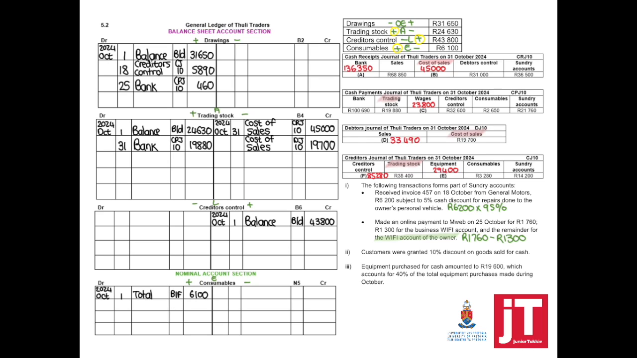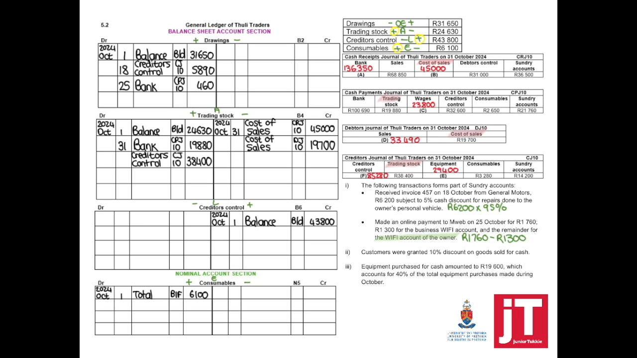And then if you go and have a look in the creditors journal, we bought trading stock on credit. So we bought the items, but we're only going to pay for it later on. It means that our trading stock is going to increase because we bought on credit. From the creditors journal, our details is creditors control, and the amount 38,400.